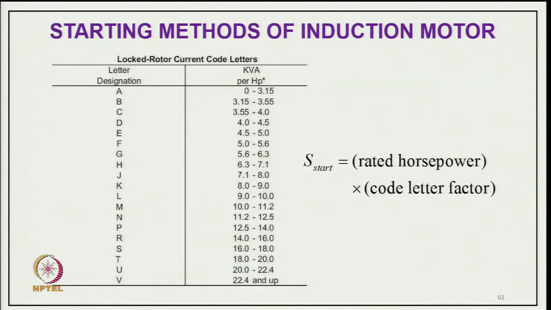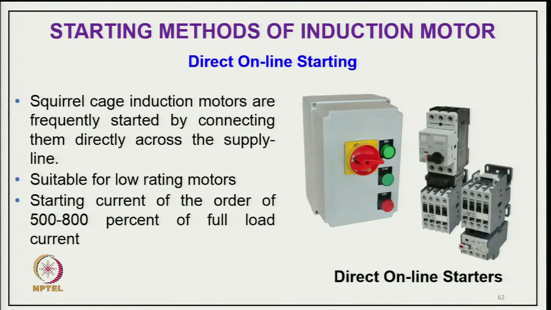And these are the designated letters corresponding to different ratings in kVA per horsepower, so the starting kVA is the rated horsepower into the code letter kVA corresponding to this.